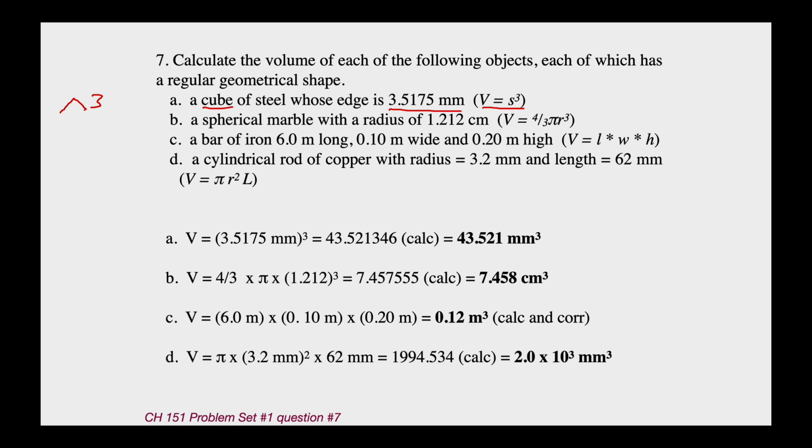You get a number with a lot of digits, but we can only use 2 of them. 3.2 and 62 are both 2 sig fig numbers. So we'll cut it off, 1994.53, whatever. Cut it off at 2 sig figs. The first digit to be dropped is between 5 and 9, so that becomes 2.0 times 10 to the third. That's the way I would write that number to reflect 2 sig figs.